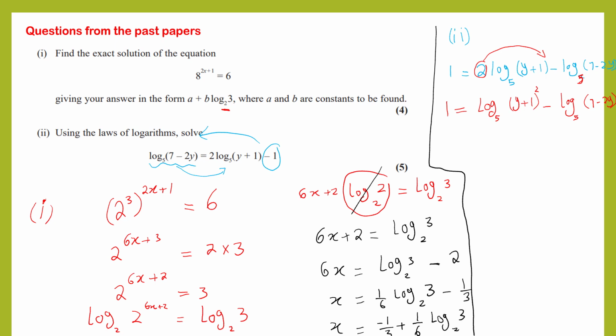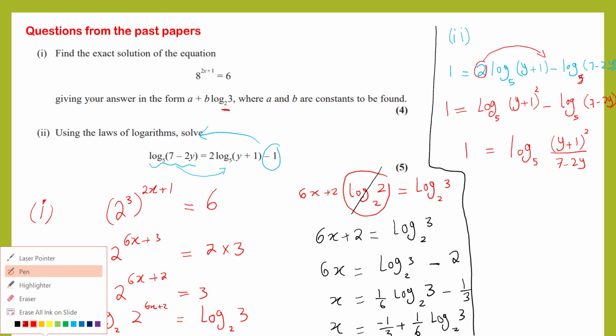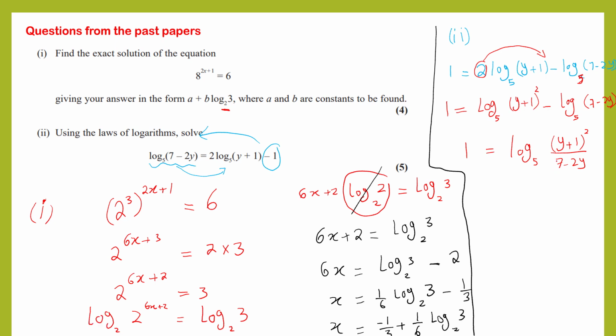Now, since we have similar bases and subtraction, if you remember the laws of logarithms, we will keep it as division. We'll keep one logarithm only. It will be division. 7 minus 2y, all of this equals 1. Since you reach this point, you cannot do anything else with the logarithms. You need to change this into exponential form.